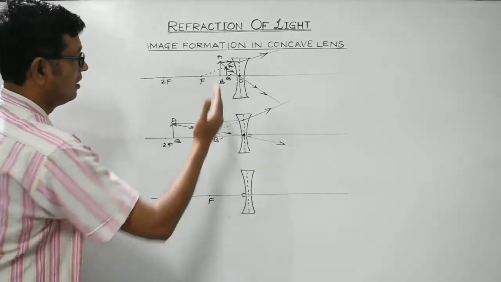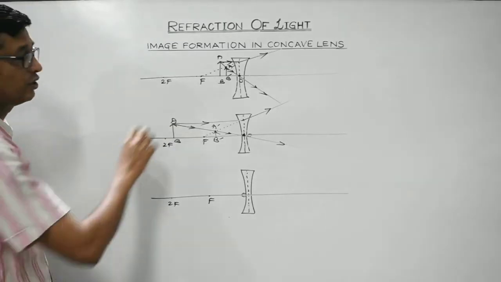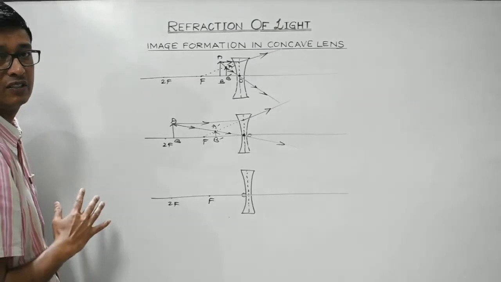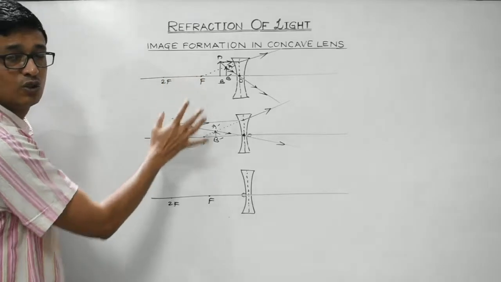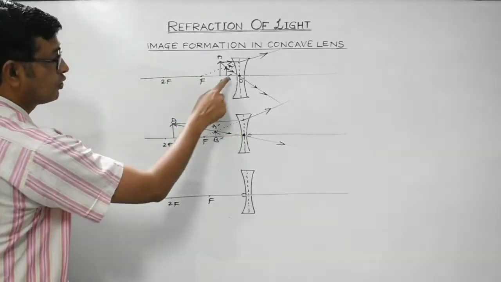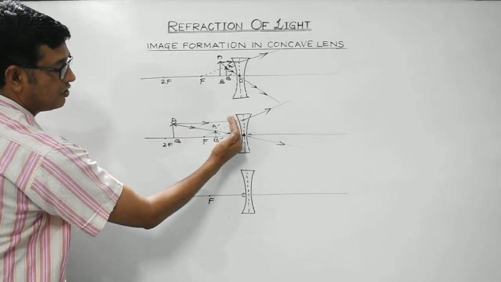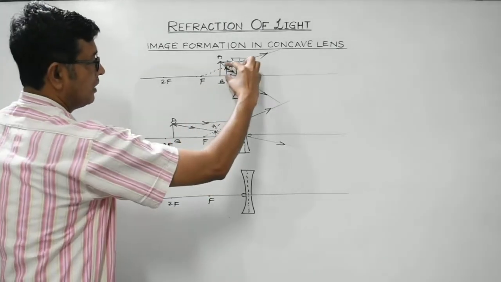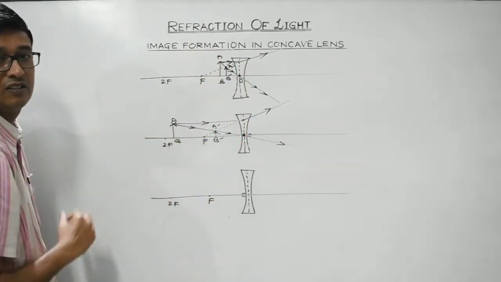Again, I repeat, as the object is taken farther away from the concave lens, here the object is placed very close to the concave lens, here the object is placed farther away from the concave lens, right? So as the object is taken farther away from the concave lens, what is noticed is the size of the image will keep on decreasing, and the position of the image, earlier the image is formed somewhere over here, now the position of the image tends to shift towards the focus. And observe the size of the image, earlier the size of the image and now the size of the image is smaller.